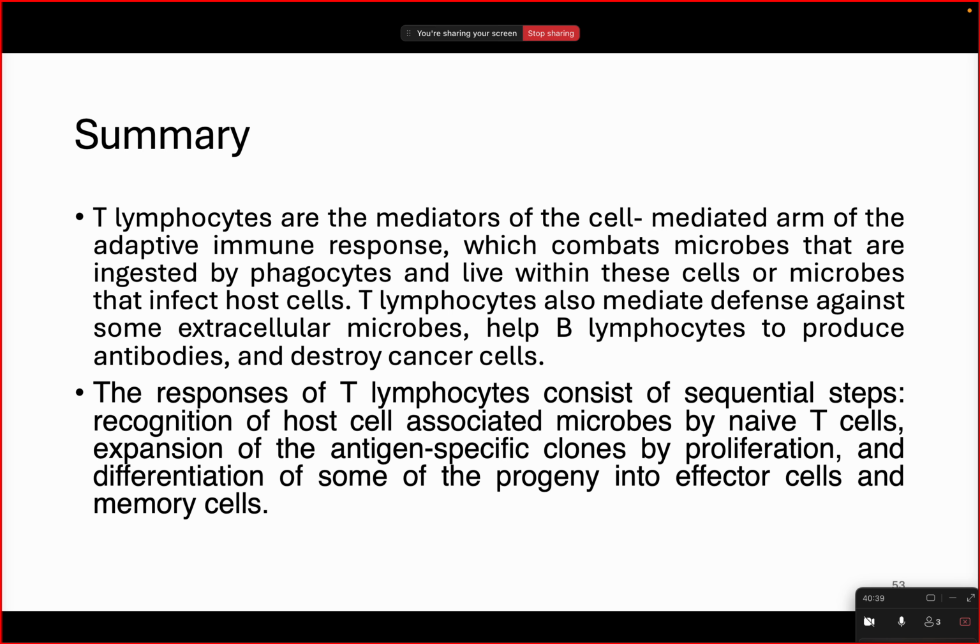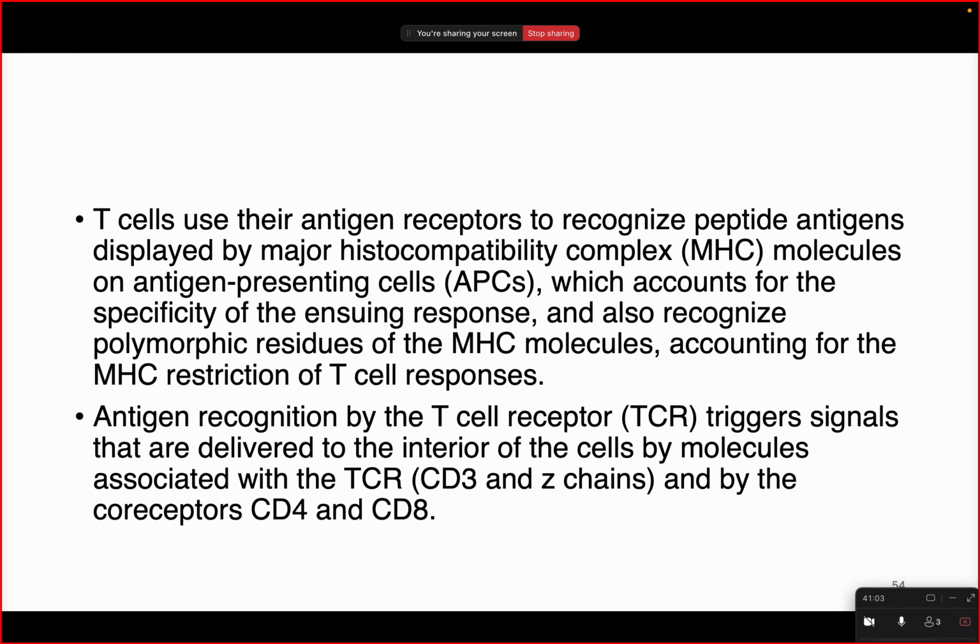The overall summary was that T lymphocytes are the mediators of the cell mediated arm of the adaptive immune response, which combats microbes that are ingested by phagocytes and live within these cells. The response of T lymphocytes consists of sequential steps. You know what those steps are. And then the T cells use their antigen receptors to recognize peptide antigen. So here the keyword is peptide antigen.